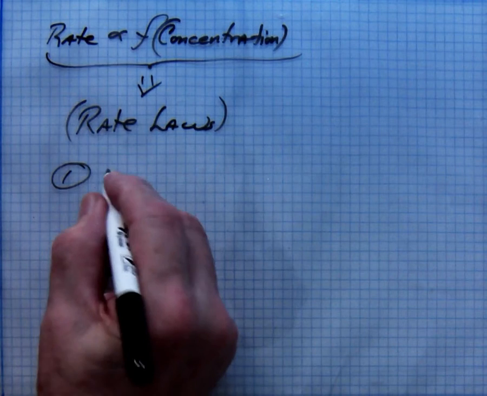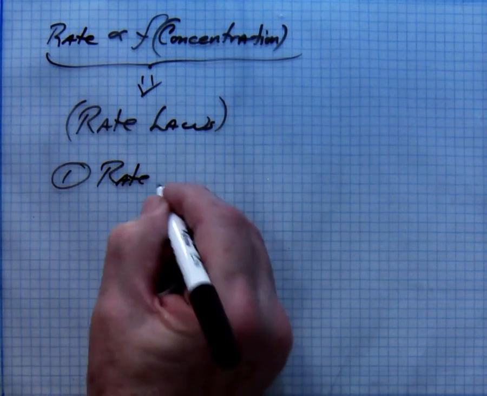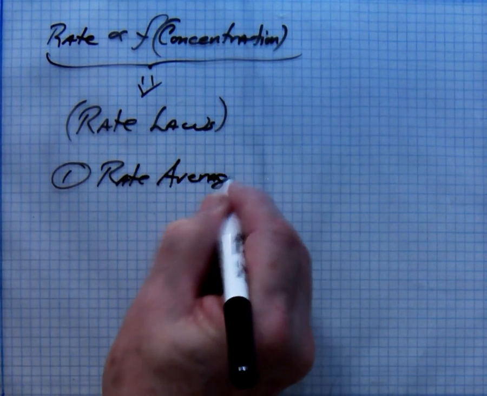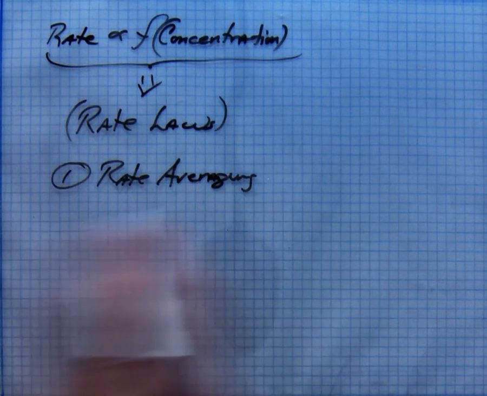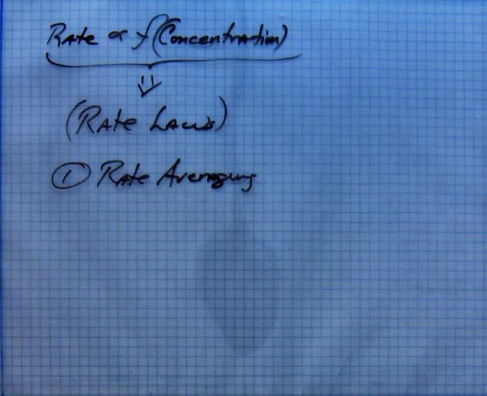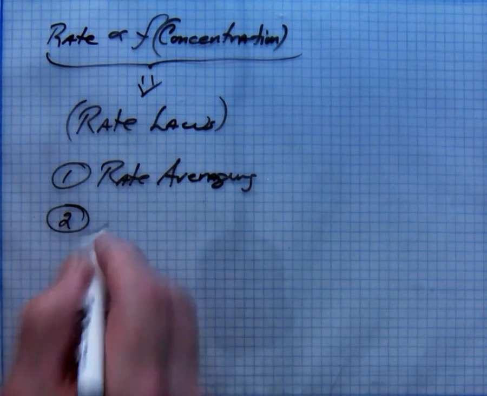You're going to look at rate averaging. Very easy. Rate final minus rate initial over the time you were looking at it. Rate is a concentration change as a function of time, called rate averaging.